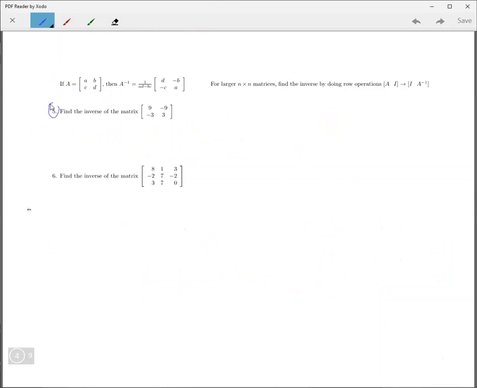Okay, number 5, find the inverse of this matrix. So here, we first calculate AD minus BC. That would be 9 times 3 minus a negative 9 times negative 3. So that's this times this minus that times that. And this is 27, that's also 27, and it's minus 27, so that's going to be 0. So that means that the inverse does not exist. So just put D and E in any cell of the matrix, and it should mark it correctly.